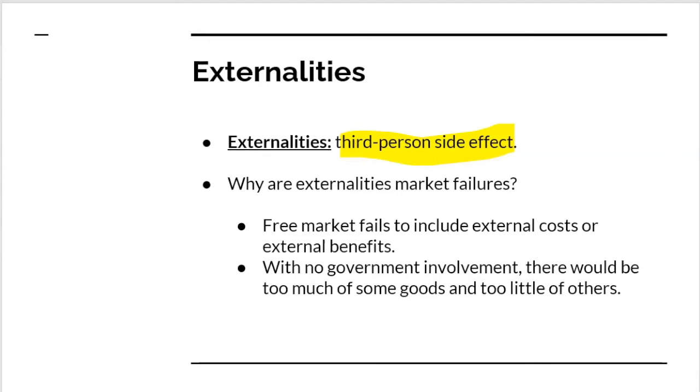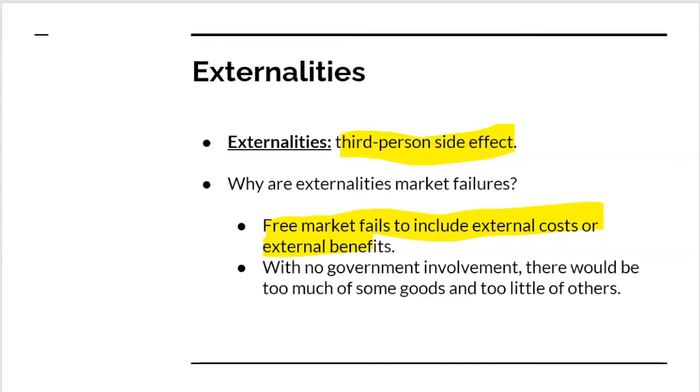And so why are they considered market failures? Why are they in Unit 6? Well, here we are going to say that the free market fails to include external costs or external benefits. When a private citizen or a private corporation or business produces, they don't take into account the social costs or the social benefits of their actions. All they take into account is how much it costs them and how much it benefits them individually.